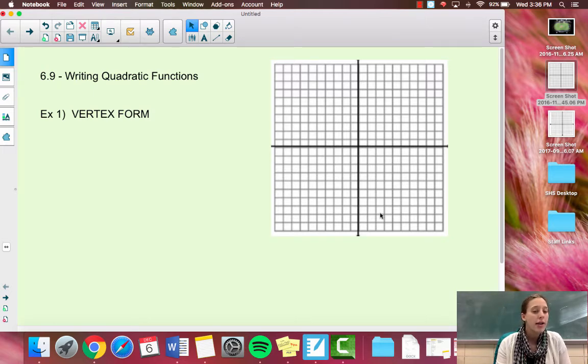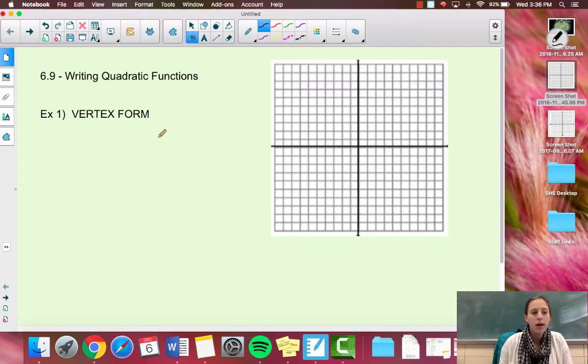So we're going to go ahead and start off by just jumping into an example where I want you to take some information from a graph and write the equation in vertex form. And we kind of practiced this the other day, but let's start off with our basic example. So draw your graph in.